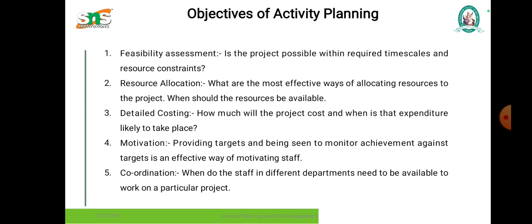And the fourth objective is motivation, which means providing targets and being seen to monitor achievements against targets is an effective way of motivating staff. And the last objective is coordination, which means when the staff in different departments need to be available to work on a particular project. So these are the main objectives of activity planning.